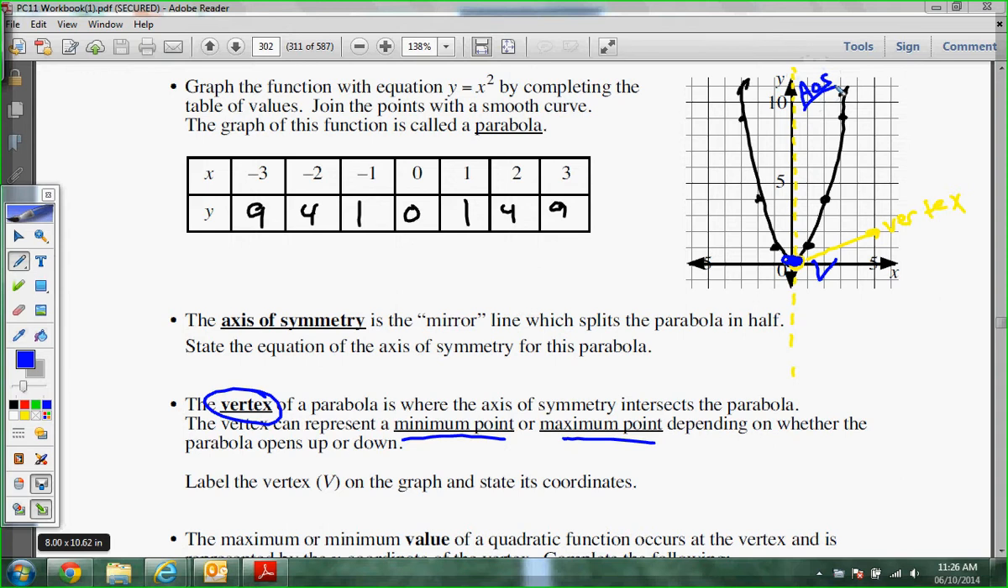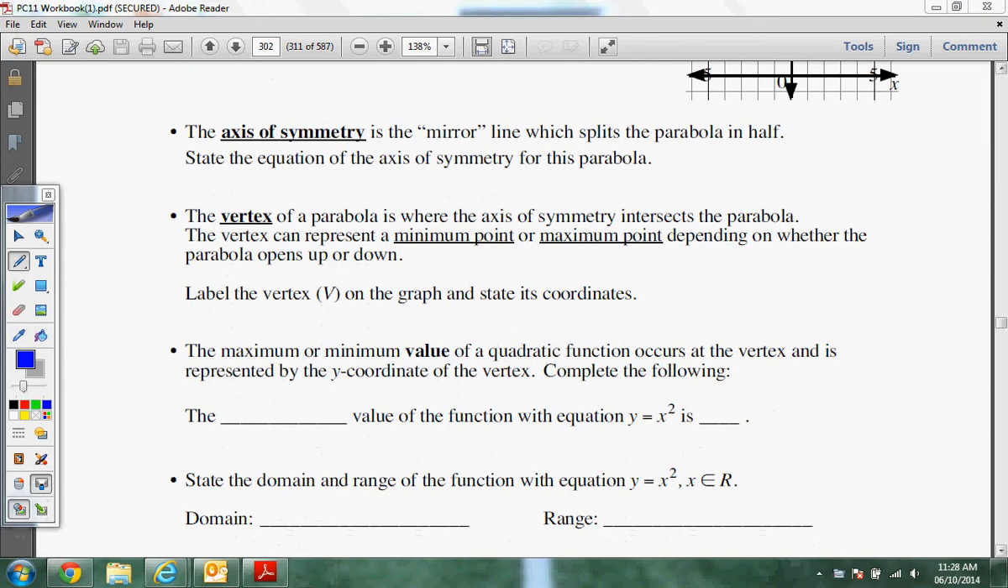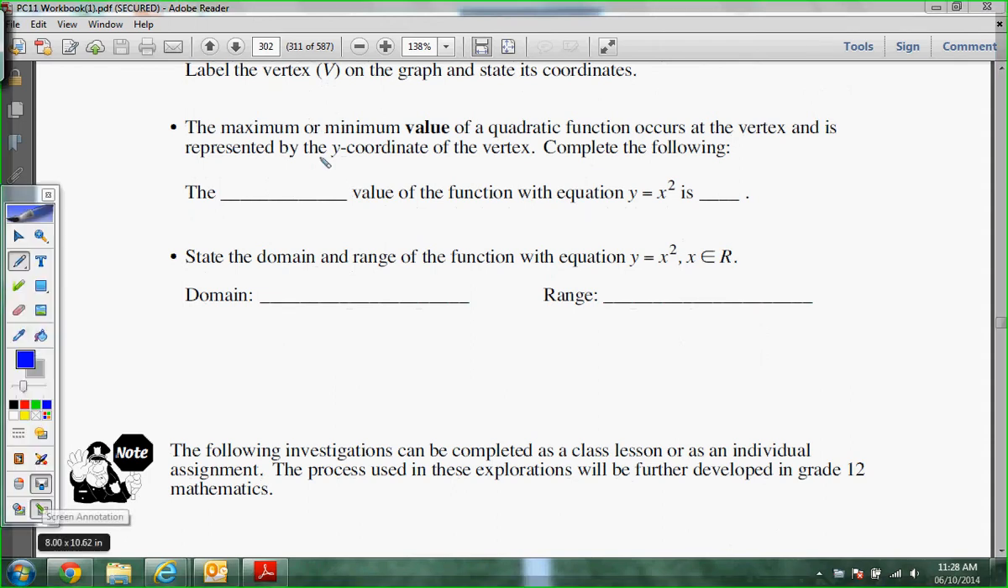The maximum value of a quadratic function occurs at the vertex and is represented by the y-coordinate of the vertex. This is very important. People continue to forget this. The y-coordinate of your vertex is the max or min value.